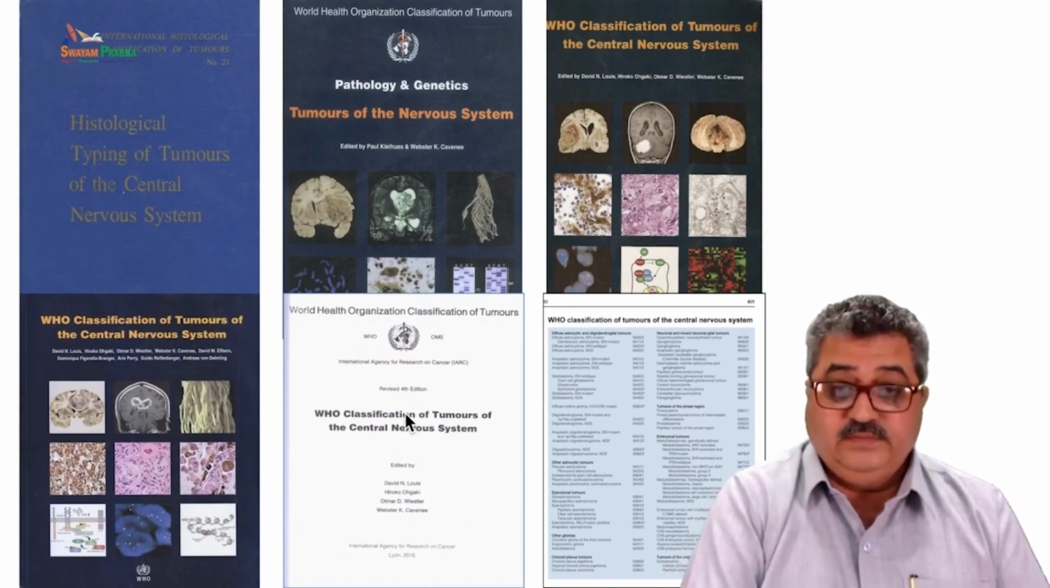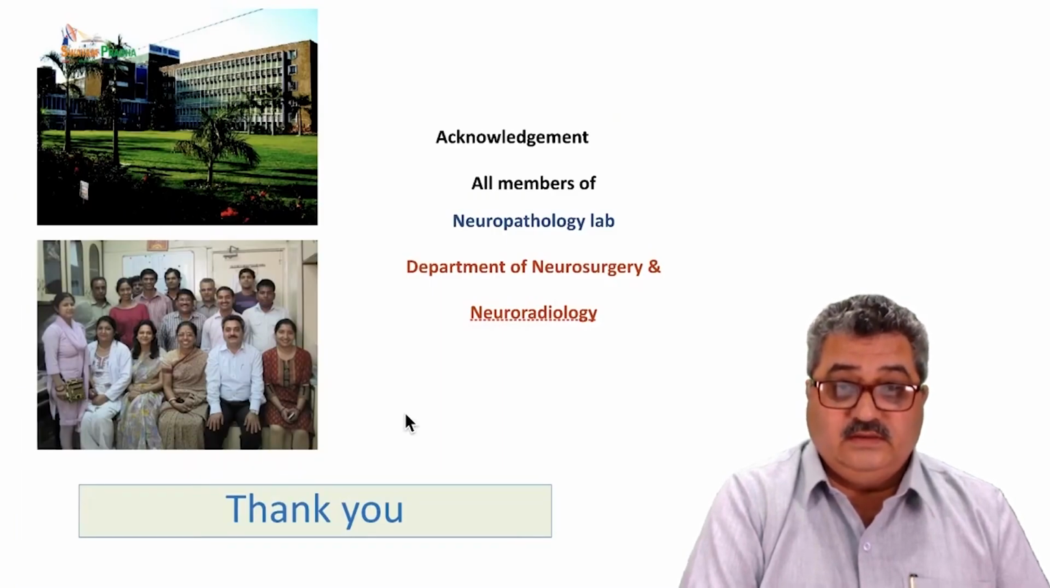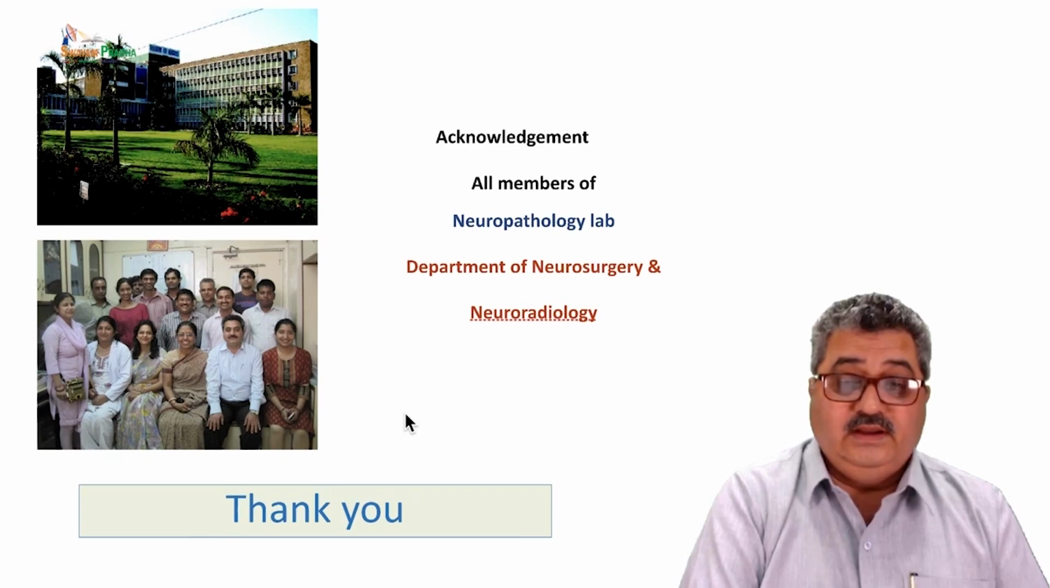So, probably in the next WHO, which is coming very soon, some of the variants will be omitted, and MYCN is very important for the spinal ependymoma. RELA fusion is very important for the supratentorial, and H3K27me3 is important for the posterior fossa tumor.